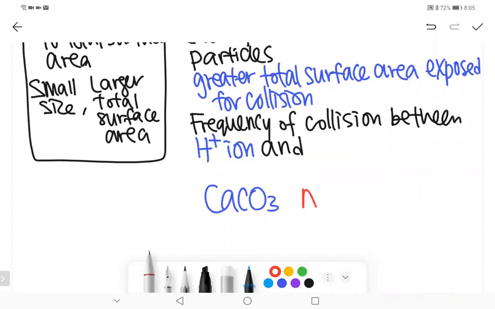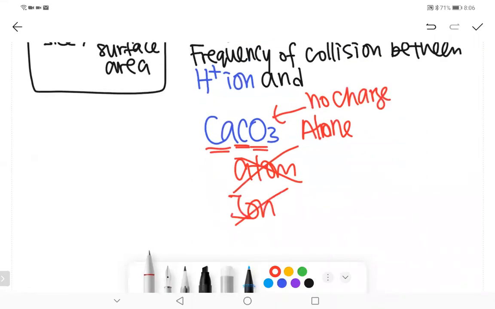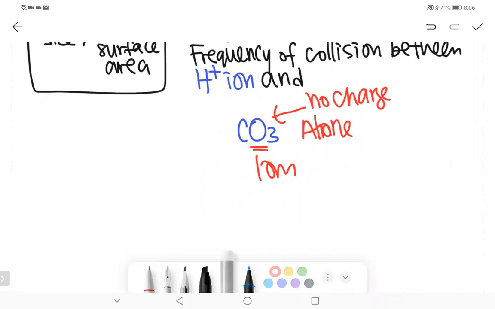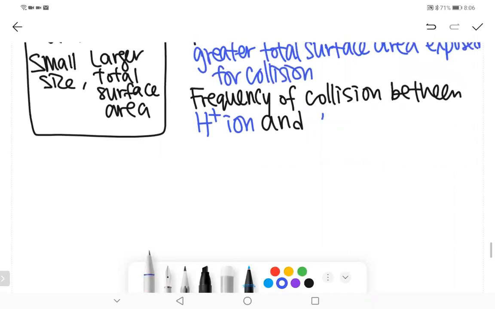CaCO3 is not alone because you have Ca, C and O, so you cannot call it an atom. And you don't see any charge on top, so you cannot call it an ion. So for CaCO3, you don't need to put the word atom or ion; you just copy it back: CaCO3. Frequency of collision between H plus ion and CaCO3 increases.